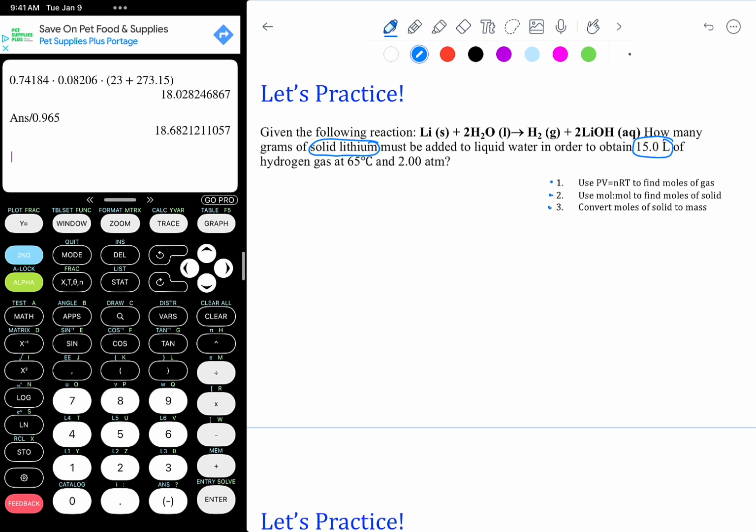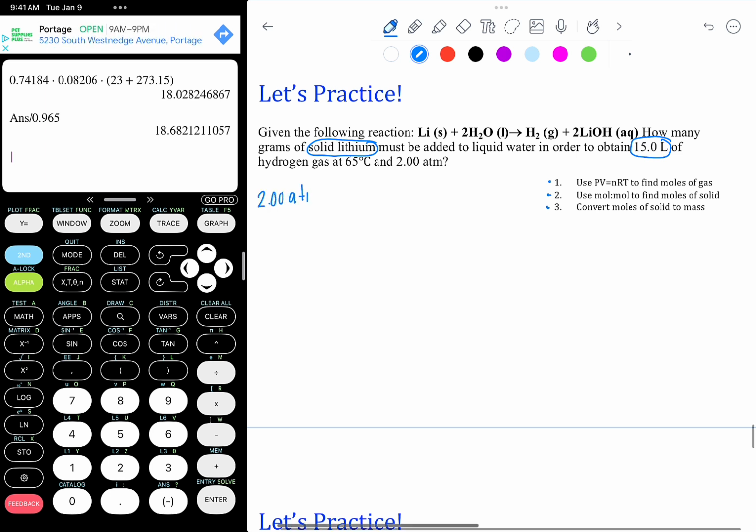The first step to our problem is to plug in our volume of gas into PV equals nRT. So P is going to be 2.0 atm. We know our volume, that's 15 liters. We're solving for n of gas. We don't know that yet, but we do know R, 0.08206. And we know the temperature, 65 plus 273.15 to convert to Kelvin.